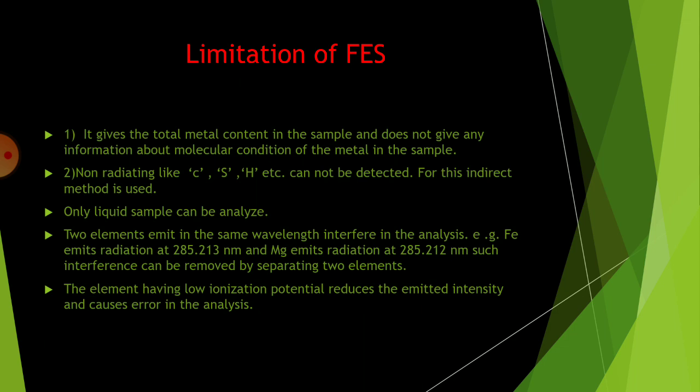Two elements that emit the same wavelength interfere in the analysis. For example, Fe emits radiation at 285.213 nanometer and magnesium emits at 285.212 nanometer. Such elements are going to interfere in the analysis of each other. Such interference can be removed by separating these two elements by separation methods. An element having low ionization potential reduces the emitted intensity and causes error in the analysis.